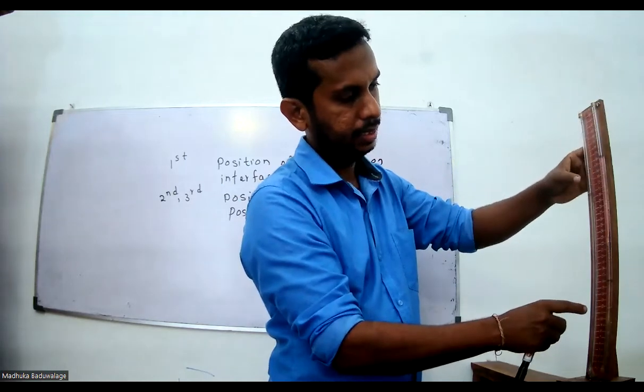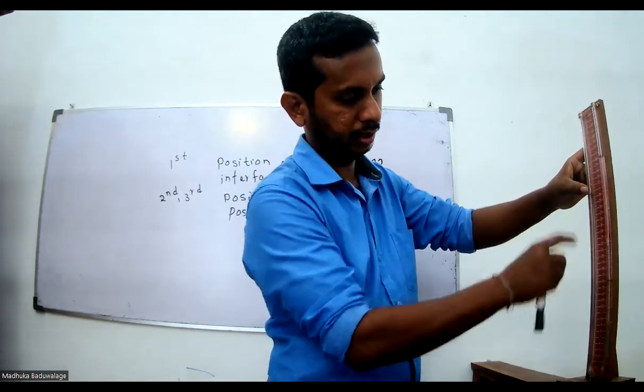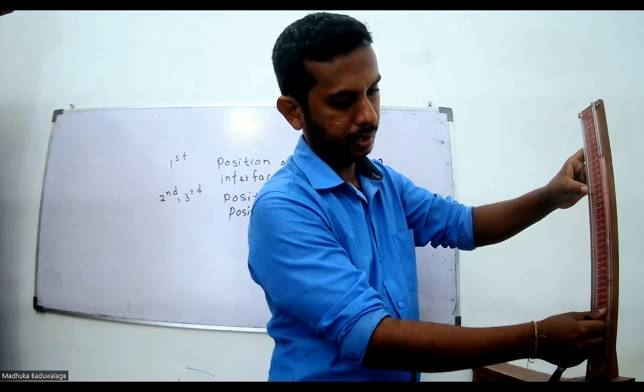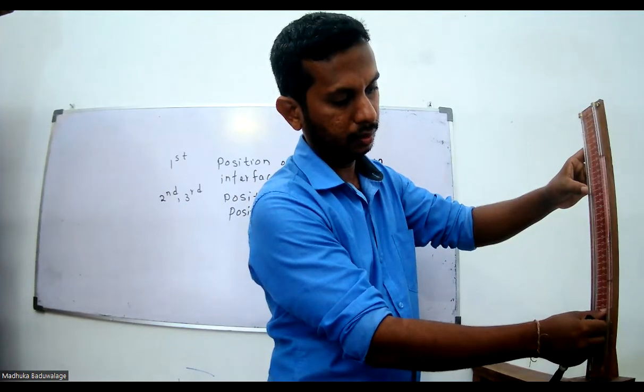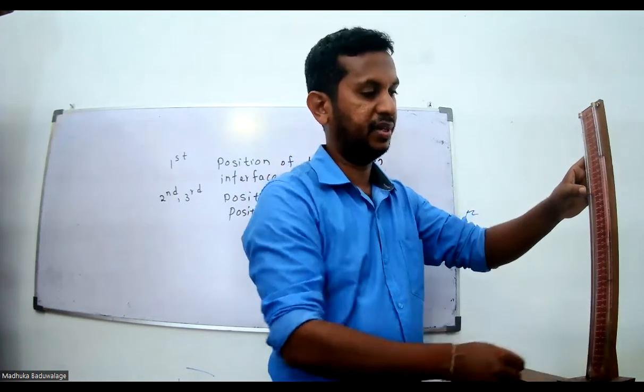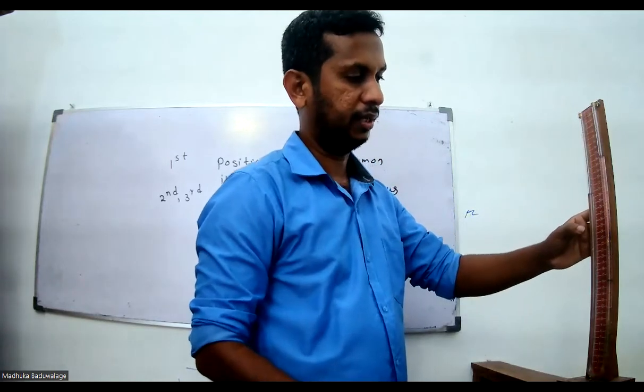Here, the upper meniscus position of the water column and the position of the common interface, that difference will give the height of the water column.